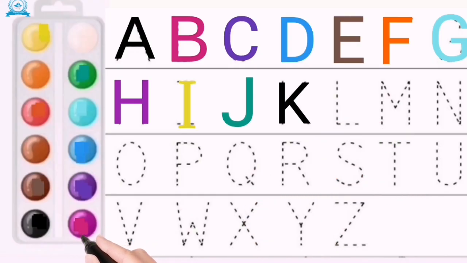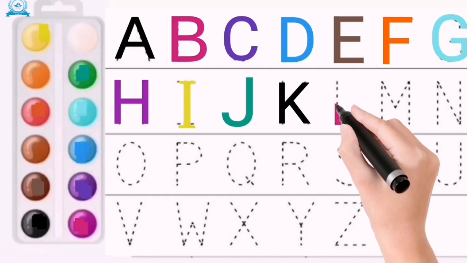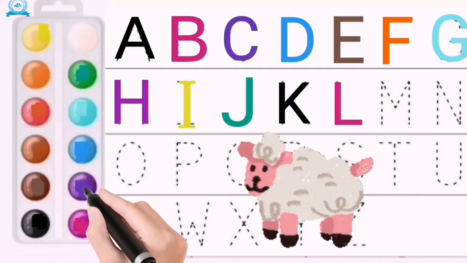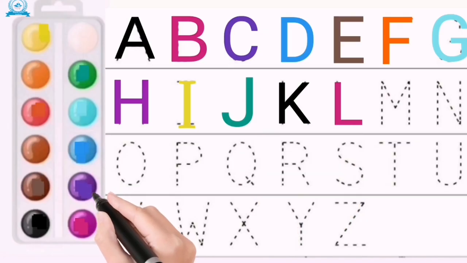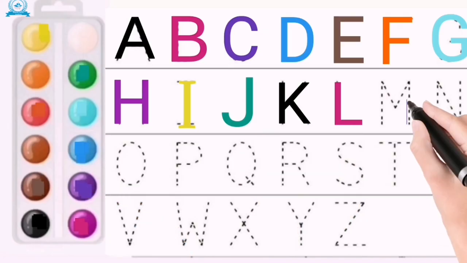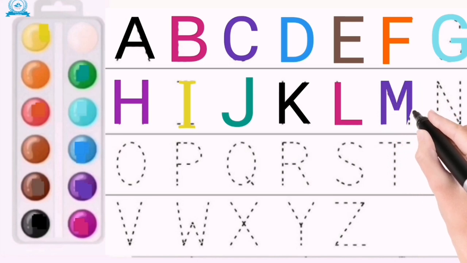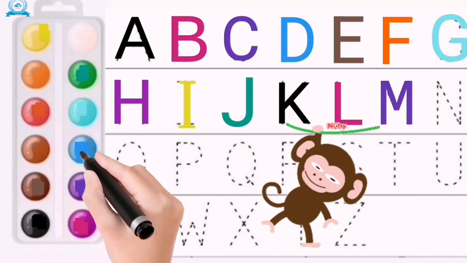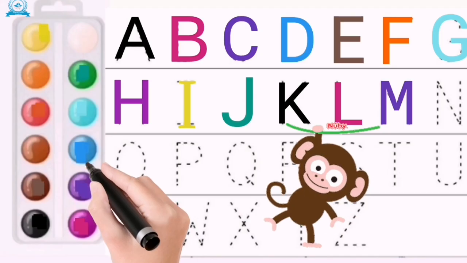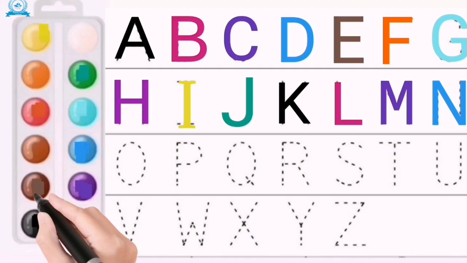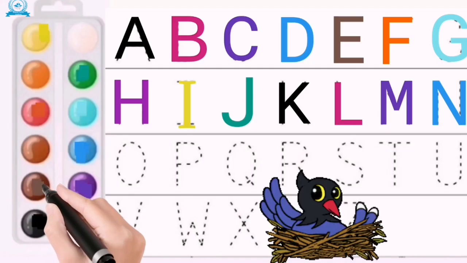L is for lamb. M is for monkey. N is for nest.